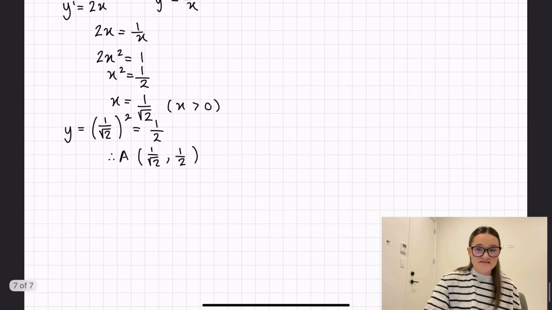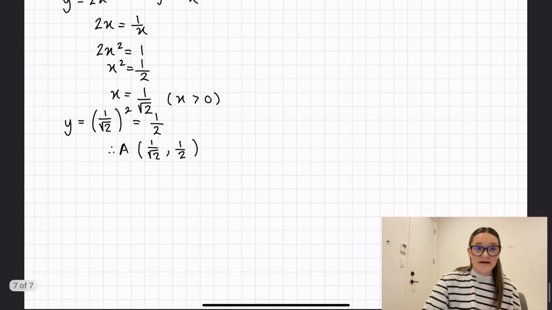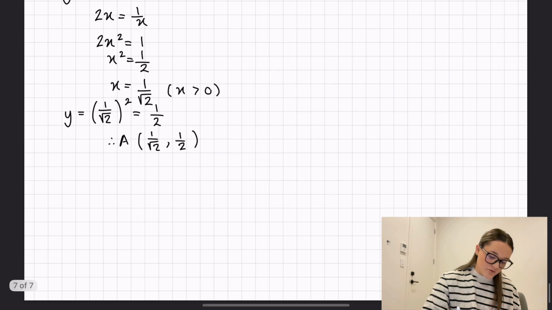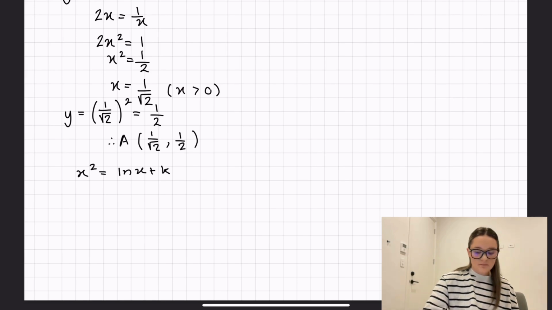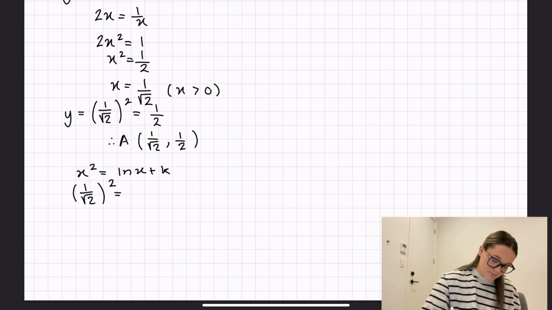So when two graphs intersect each other, that means that they're equal to one another. So I'm going to equate my y values of both of my functions, so y is equal to x squared and y is equal to ln x plus k, and let them equal each other. So I'm going to get x squared is equal to ln x plus k. I know that the particular x value at which they intersect is when x is equal to 1 on root 2. So I'm going to substitute 1 on root 2 into my x values.